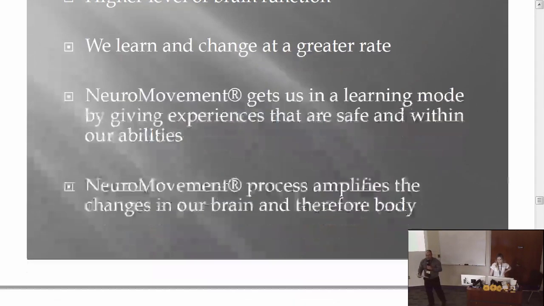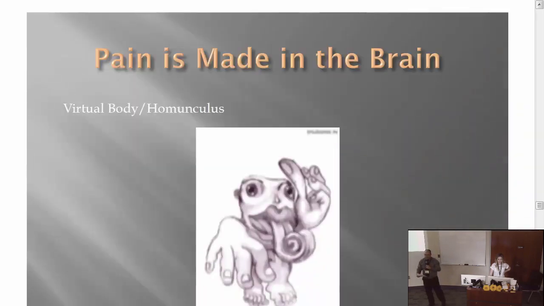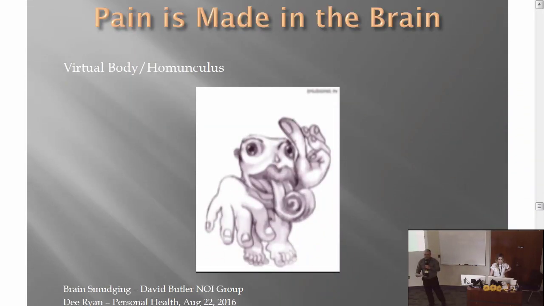So one way our brain perceives pain is a process called smudging. Has anyone heard of smudging? Yeah, a few? Okay. We all have a map of our brain and our body, our virtual body, or the homunculus as it's called. And as you can see, this is how our body looks in our brain.